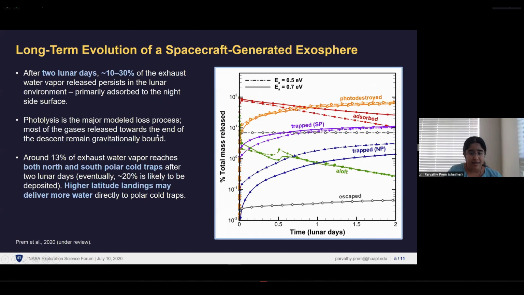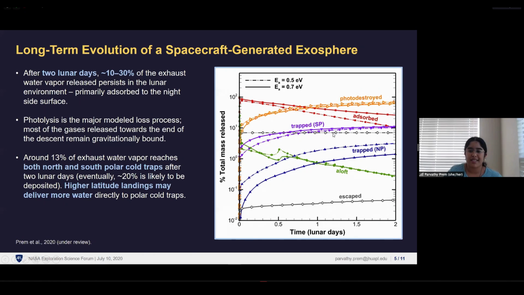We begin these simulations at a point, we could begin earlier, but we begin for this particular case at a point in time when the exhaust is mostly pointing down towards the lunar surface. And so escape is not as significant a loss process as photolysis.